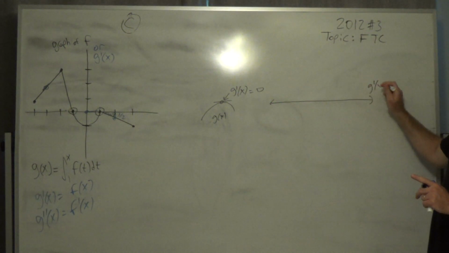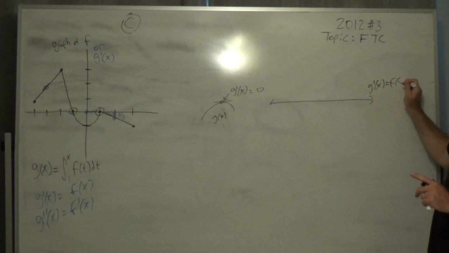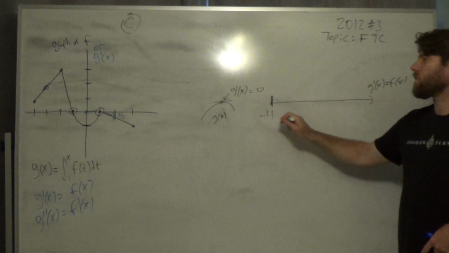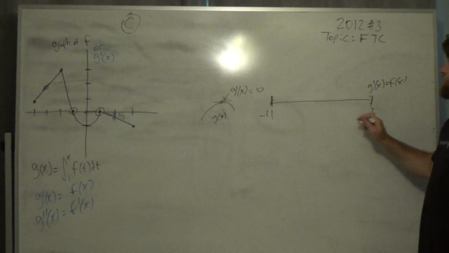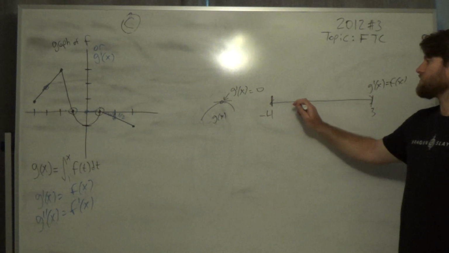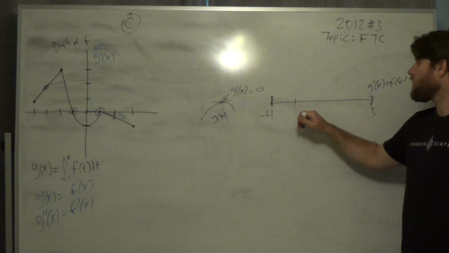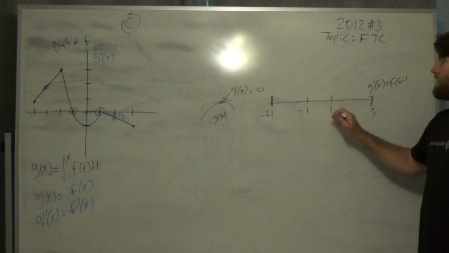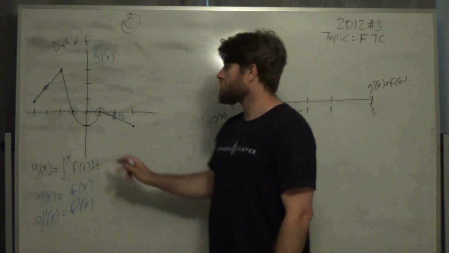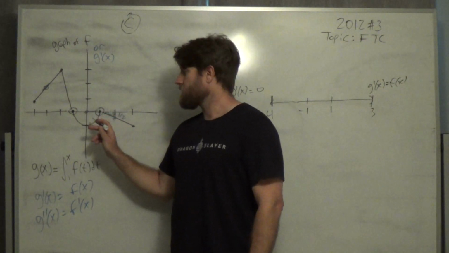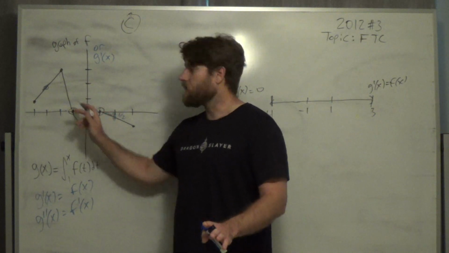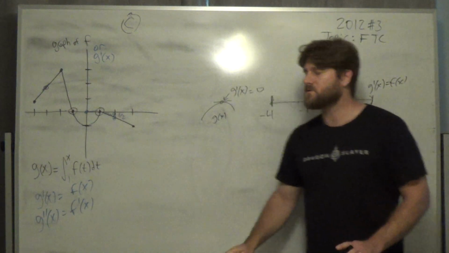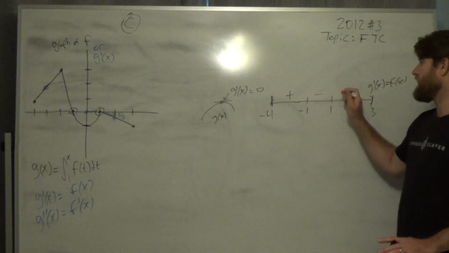Again, you could call this G prime of x or F of x. And my sign chart goes from -4 all the way to 3. And on this sign chart, I'm going to put down a -1 and a 1. These are the only two places where G prime of x is equal to 0. It's 0 here, it's 0 here, and then again, sign chart. So it's above the curve positive values, below the curve negative values, below the curve negative values. So my sign chart goes positive, negative, negative.